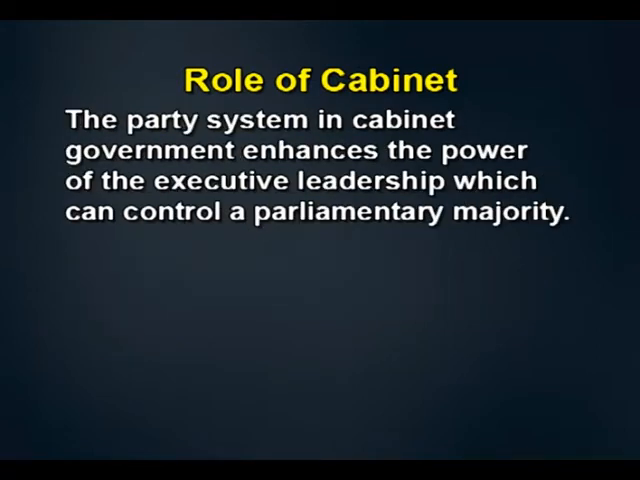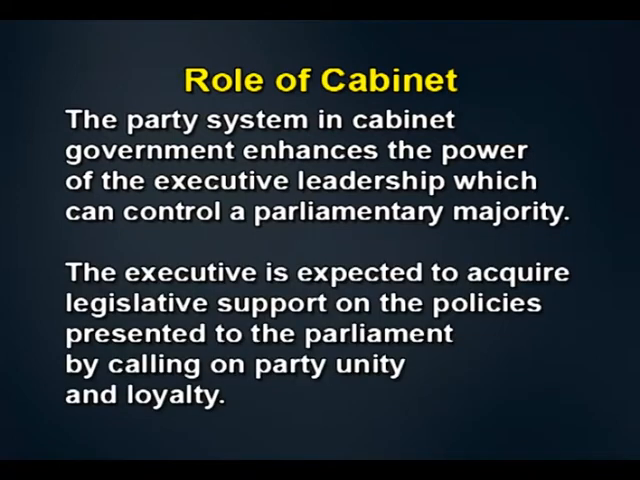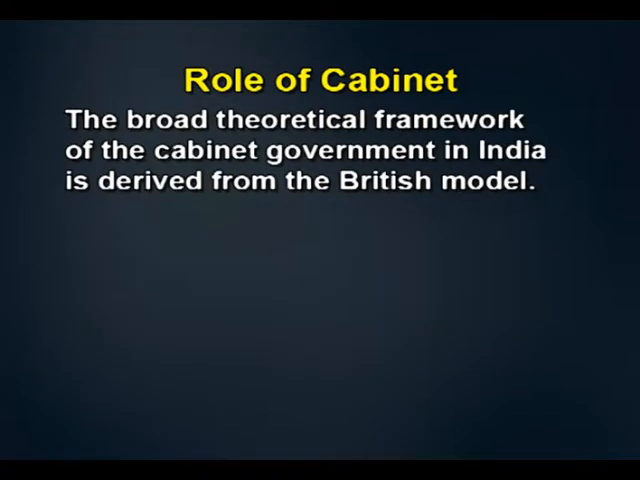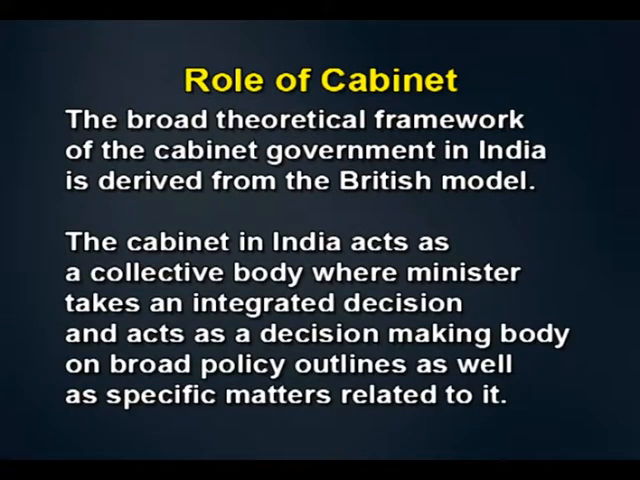The party system in cabinet government enhances the power of the executive leadership, which can control a parliamentary majority. The executive is expected to acquire legislative support on the policies presented to the parliament by calling on party unity and loyalty. The broad theoretical framework of the cabinet government in India is derived from the British model. The Cabinet in India acts as a collective body where ministers take an integrated decision and acts as a decision-making body on broad policy outlines as well as specific matters related to it.